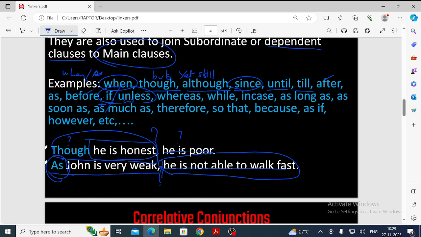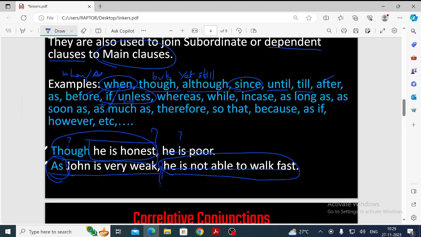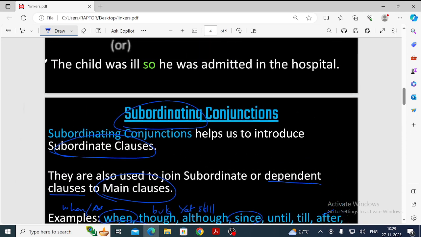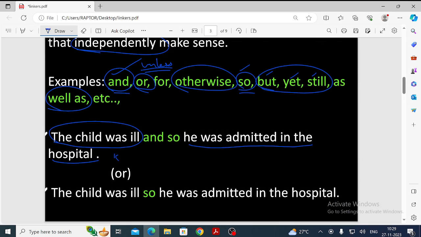Condition 2, unless model. There we have discussed 'or else' or 'otherwise', same model here. Unless you work hard, you will not get success. Work hard, otherwise you will not get success. So these are the two differences. There we have discussed, right? In coordinate conjunction, 'or' and 'otherwise', that's what is here, the unless model.